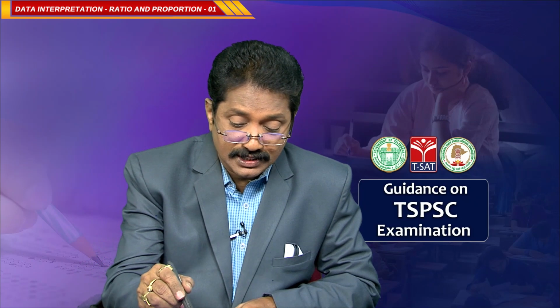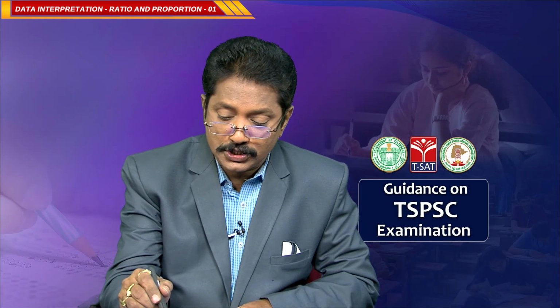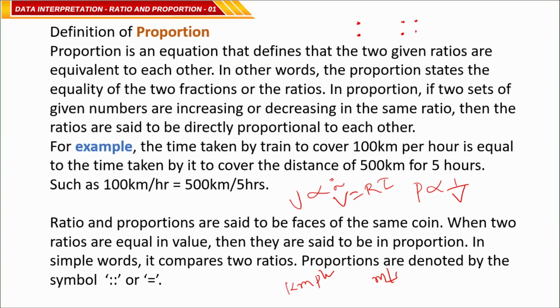So here the ratio will be shown with this symbol and the proportion will be shown with this one. So this is the symbol for ratio and this is the symbol for proportion. So we can understand the difference between these two. Actually, comparison of two ratios is called proportion, that is it.